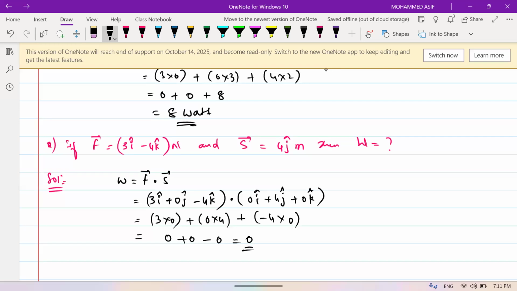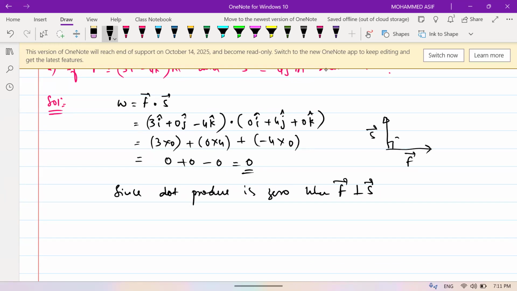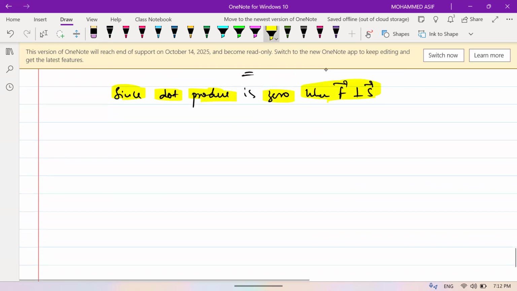Since the dot product is 0, when will the dot product be 0? When force is perpendicular to displacement. The angle between them is 90 degrees. Force should have been like this and displacement like this. Then only the work done will be equal to 0. Since the dot product is 0, that means force and displacement are perpendicular to each other. Am I clear to everyone? Yes, sir.